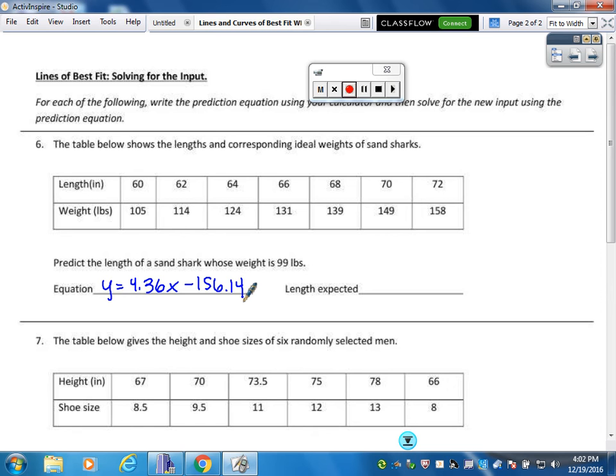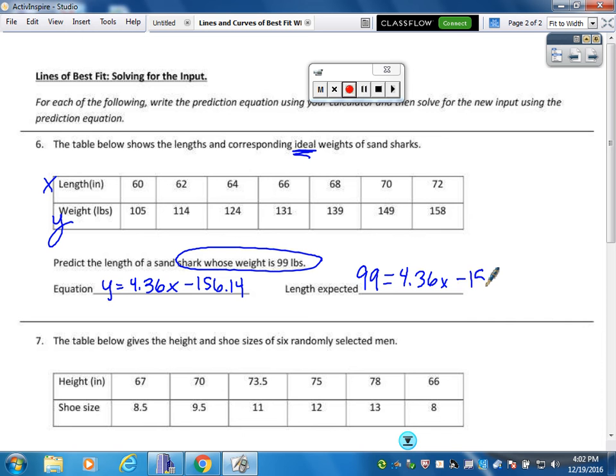So this time, let's say we caught a shark and we know their weight is 99 pounds and we want to know if they are healthy or not. So if it's 99 pounds, what length should it be? And then we're going to measure it and see if it's actually that length, okay? But our weight is not our X, it's our Y. So instead of plugging in this 99 here like we have been before, we're going to plug it in over here. So 99 is equal to what length, basically?